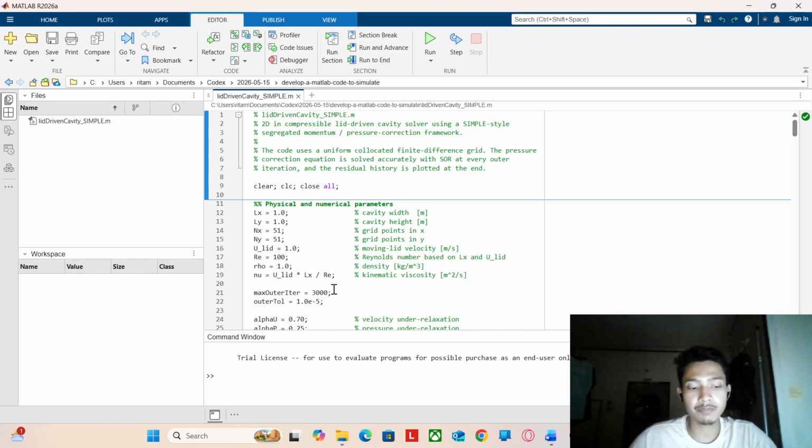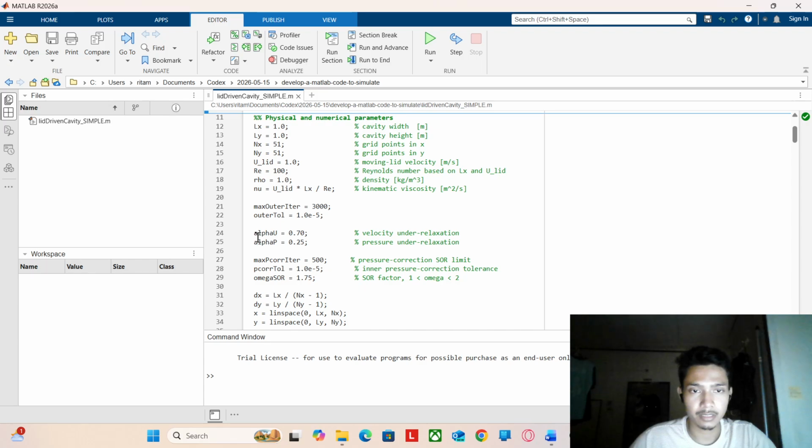Now comes iteration parameters, that is max outer iter equal to 3000 and outer tol equal to 1.0e minus 5. This defines the maximum SIMPLE iterations and convergence tolerance. Under relaxation, that is alpha u equal to 0.70, alpha p equal to 0.25. This is velocity under relaxation and pressure under relaxation. These are under relaxation factors for velocity and pressure. Under relaxation improves numerical stability and prevents divergence.